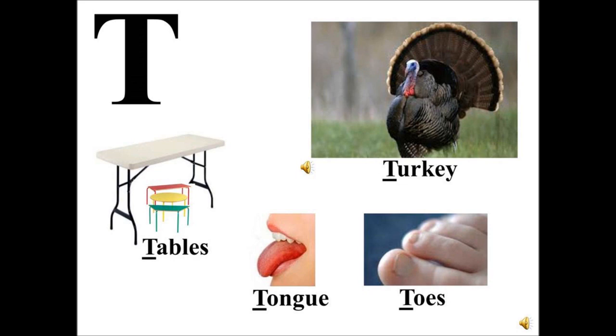Because there are a few tables there. There are more than one. Those are tables. And you sit down at tables. Sometimes you eat at the table. Sometimes you may color or draw pictures at the table. Let's spell tables. T-A-B-L-E-S. Tables.